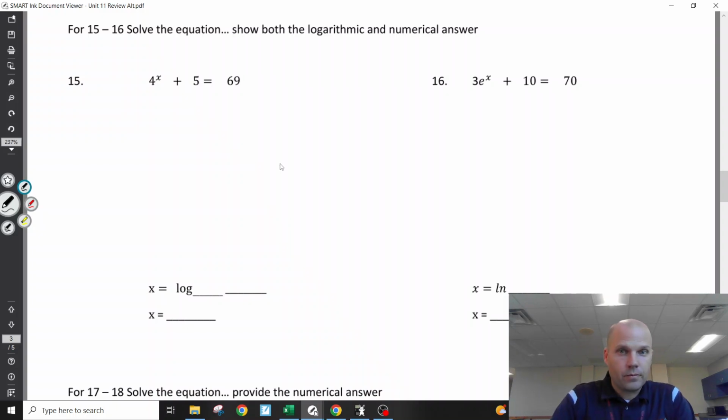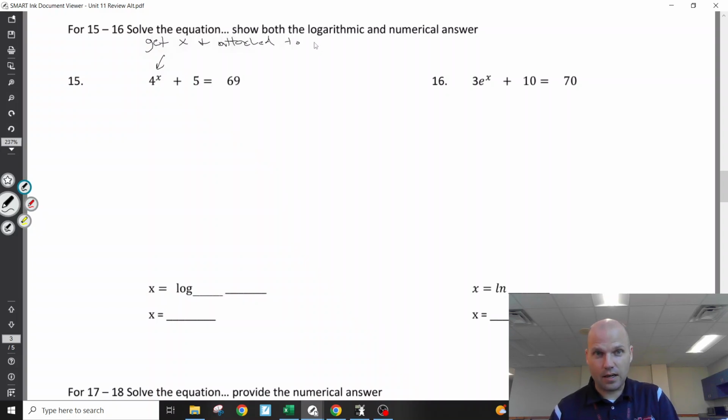All right. These questions are really the same as the initial questions, but I'm not allowed to get rid of the exponent until the exponent's isolated. So it's like we're solving equations. We were solving equations before, but make sure we isolate or get x and what it's attached to by itself.